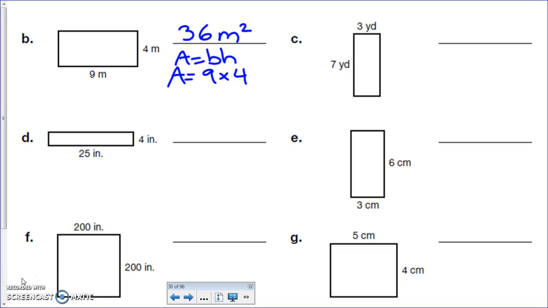For C, area equals base times height, so we're going to multiply 3 times 7. And then we know 3 times 7 is 21, so we have 21 yards squared for the area.